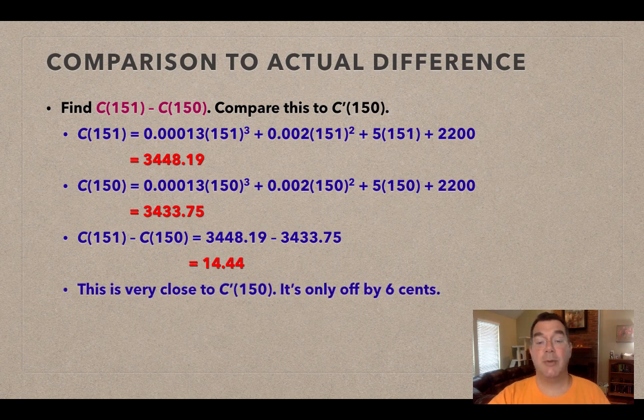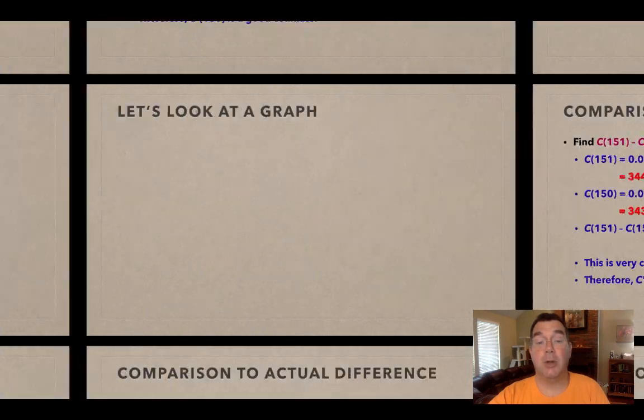That is a difference of $14.44. So remember, this is very, very close to what I got for the derivative at 150. It's actually only off by 6 cents. Remember, I got $14.38. So C prime is actually a good estimate of my marginal cost.